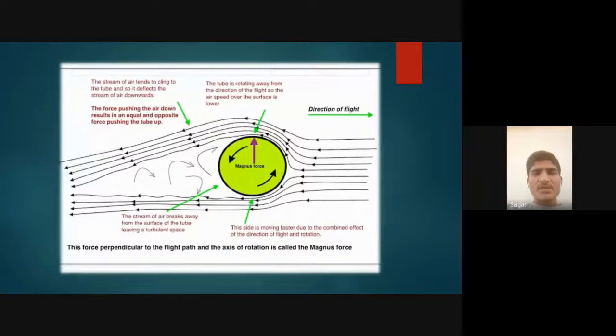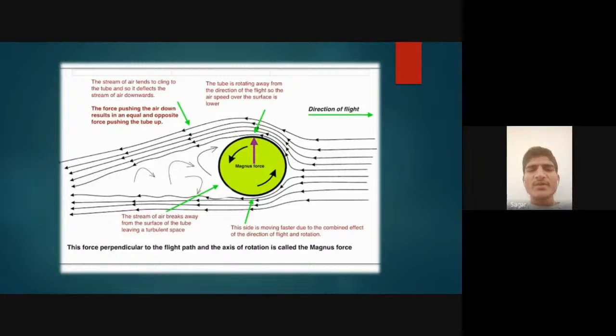So yeah, we will take the help of this image to understand the physics behind how the ball is changing its trajectory. In this image, we can see that the direction of the flight of the ball is from left to right, and the air is moving in the reverse direction, from right to left. And the third thing is the ball is rotating in the anti-clockwise direction. So here we have to take two cases: one is the topmost point of the ball and the other is the bottom one.